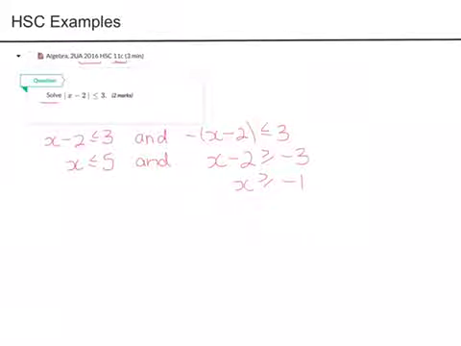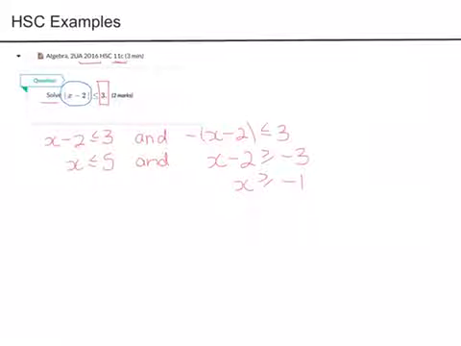This is most obvious when we consider the graph of this inequality. Essentially, the inequality is asking us to look at all of the sections of the graph where y equals the absolute value of x minus 2 is less than or equal to the graph of y equals 3.